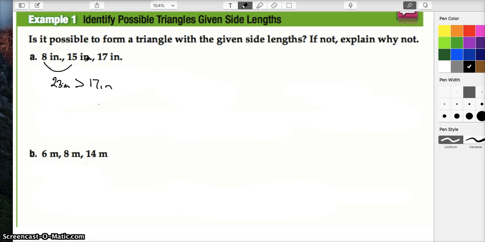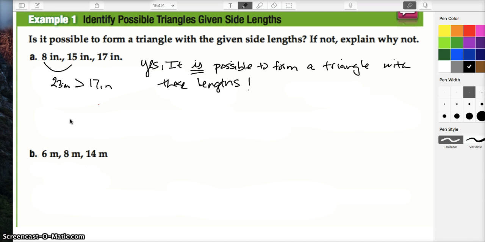And then we can assume that all the rest works out. 17 plus 15 is greater than 8, and 8 plus 17 is greater than 15. And therefore, because we have that, we know that it is possible to form a triangle with these lengths.